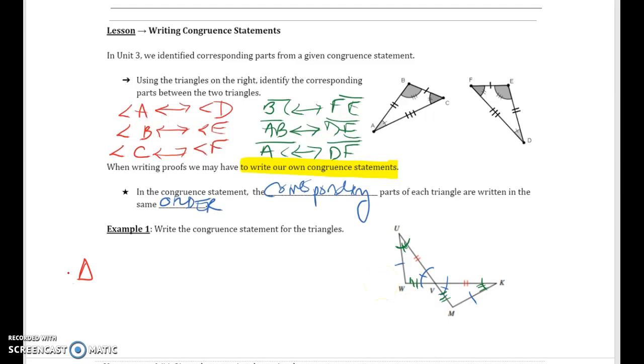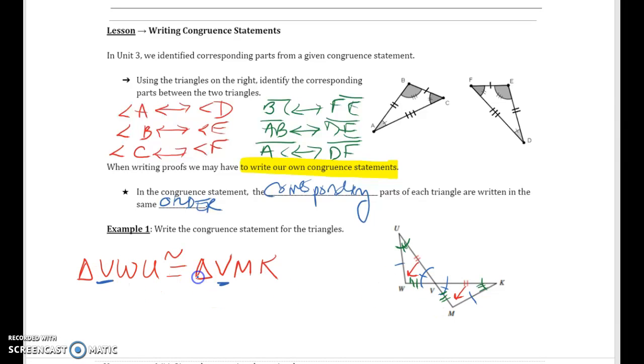So let's say triangle VWU is congruent to triangle. V corresponds with itself in the other triangle, so I'm going to list V. W corresponds with M. They are both opposite the side with 2 dashes, so M is going to come next. And U has 3 dashes, and so does K, so K is going to come next. So again, the corresponding parts are listed in the appropriate order.